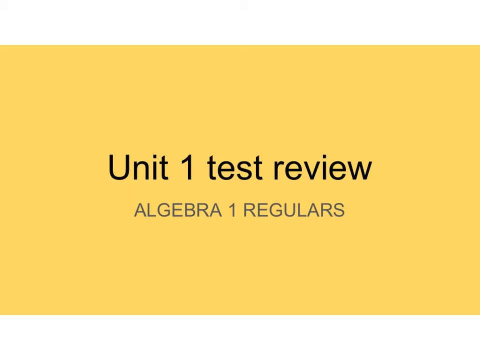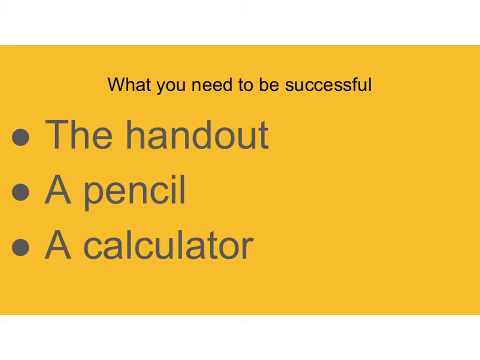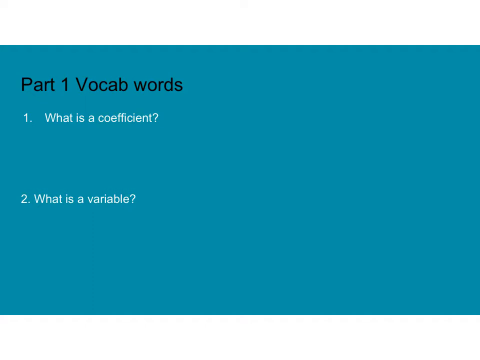So your test is going to be at next class, and it'll be on these concepts. All you're going to need is a handout, your calculator, and something to write with. So, just to verify, you have your handout in front of you, you have a pencil in front of you, and you have a calculator in front of you. Do not come in the middle of the class and go, I don't got no pencil. If you don't have one, now's the time to go, hey, I need a pencil so I can write this down. Part 1, vocab words.